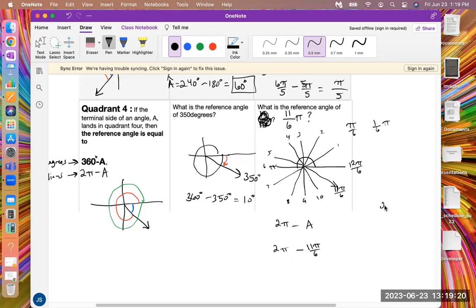So what I would have to do is rewrite 2 pi with a denominator of 6. So I rewrite it as a fraction by putting it over 1. And then I say I want a denominator of 6. So I take the 1 and multiply by 6. But whenever I do the denominator, if I want it to be equivalent, I have to multiply the numerator as well. So that becomes 12 pi over 6. So I can rewrite 2 pi as 12 pi over 6 minus the 11 pi over 6. And we get that the reference angle here is pi over 6.